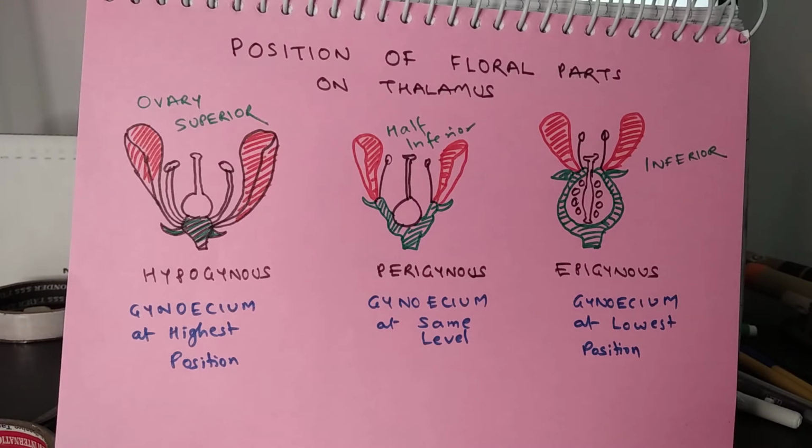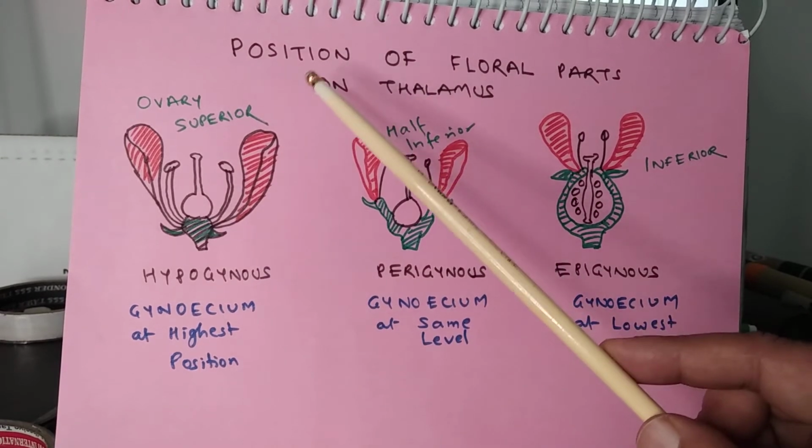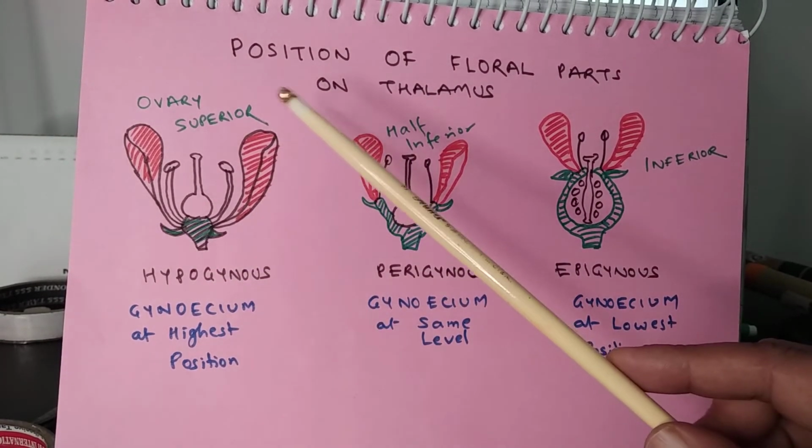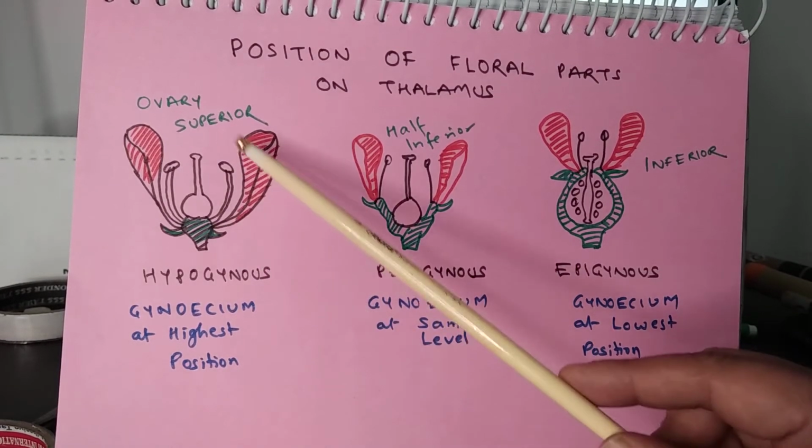Now, with relation to the position of the ovary, the position of the remaining parts of the flower can be different, and based on this factor, there are three types of position of ovary. One is called hypogynous, then perigynous and epigynous. In case of hypogynous, the ovary is superior, which means that the remaining floral parts originate from a position which is below the position of the ovary.